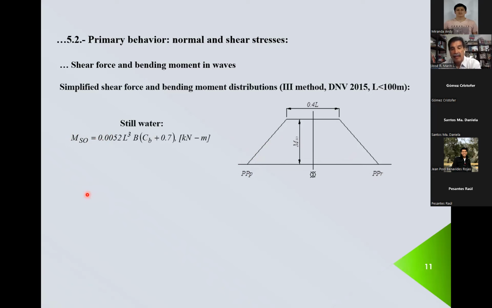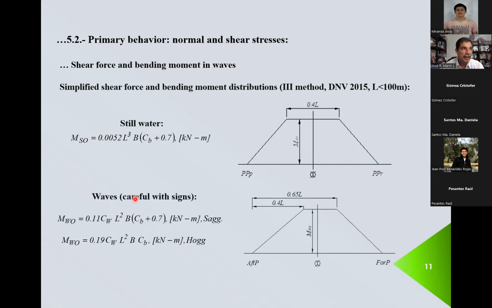That's okay. Now, for the corresponding waves, similarly, they give you two formulas, this and that. That stands for waves, and that stands for 0. That's about here. You have one value for sagging and one value for hogging. But remember, these two produce bending moment with different sign. So when you combine still water and waves, you have to be careful, because in one case you add, and in the other case you subtract.